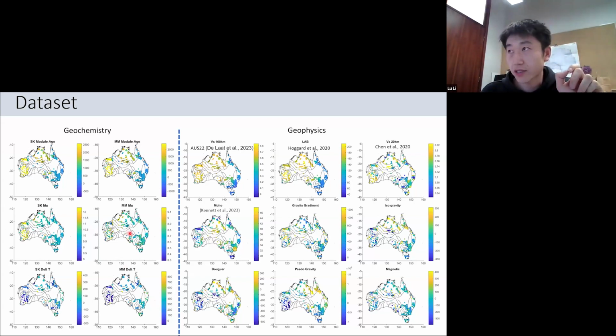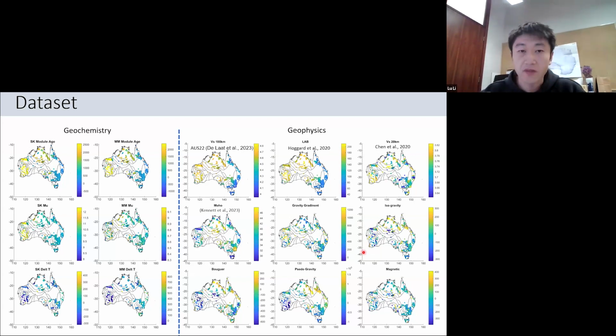In terms of geophysics, we're looking at both crustal and mantle properties. Here we have the shear wave velocity at 100 kilometer depth, which is basically what you see in modern day mantle conditions. We also have the lithosphere-asthenosphere boundaries. So the first two tell us about deep Earth structures. Then we have some crustal information with shear velocity at 20 kilometers and the Moho. And then we have some shallow structures from gravity and magnetic data.